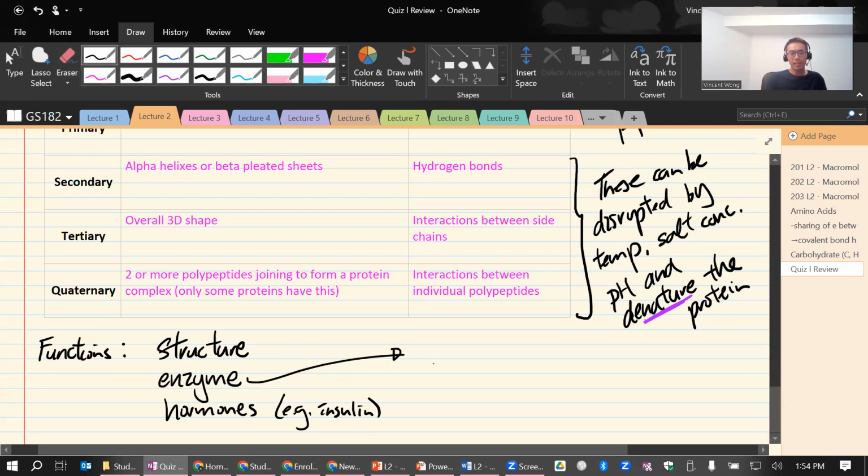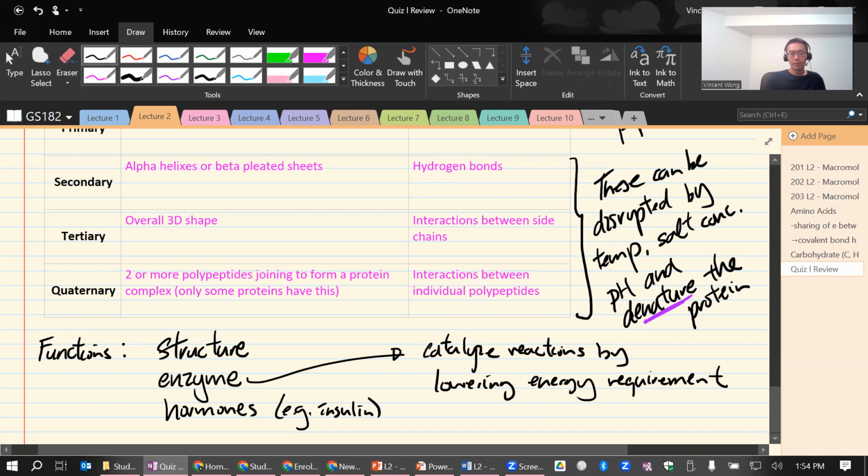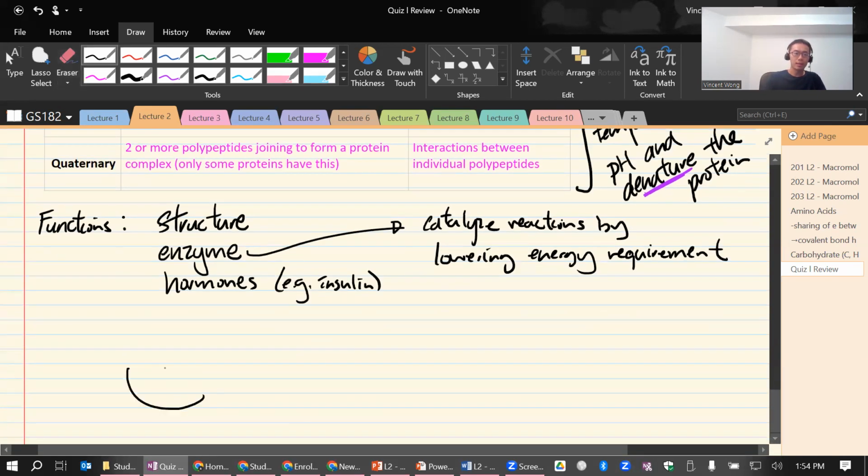So let's have a word about enzymes. Enzymes catalyze reactions by lowering the energy requirement, right? It's called activation energy if you look at the notes. So say there's an enzyme here, and then it has these little pockets. Those are called active sites.